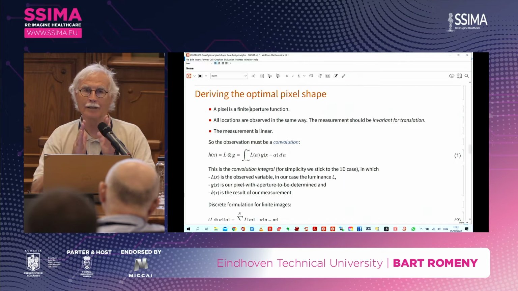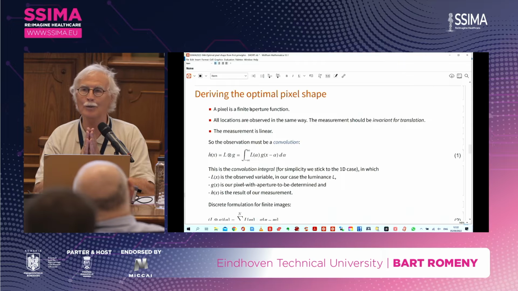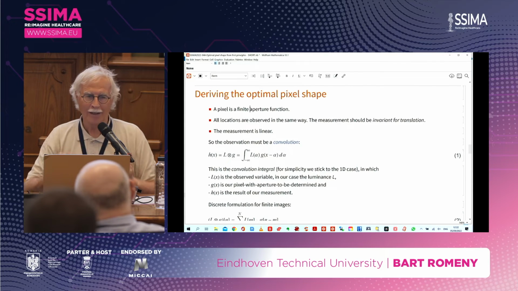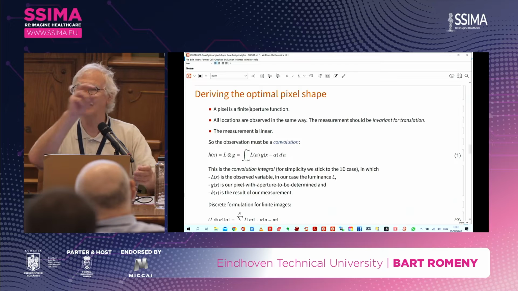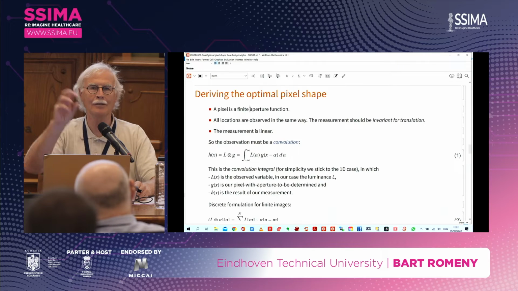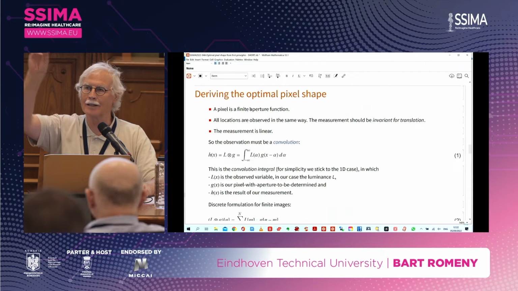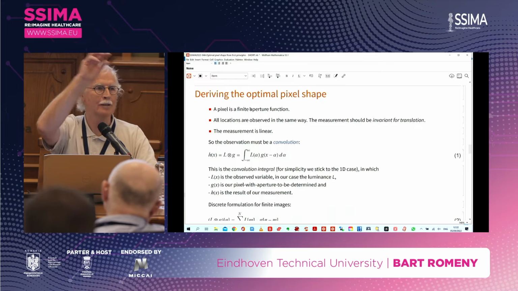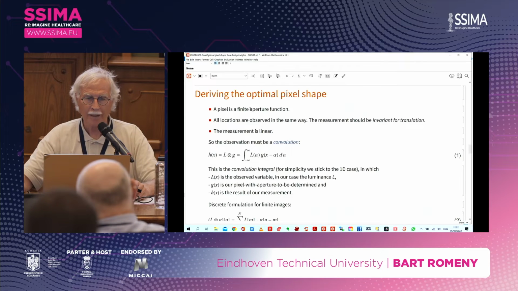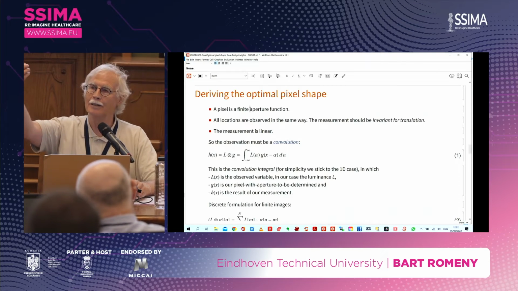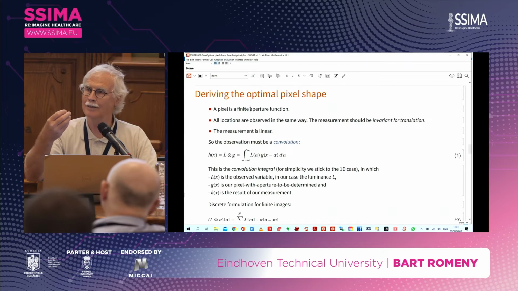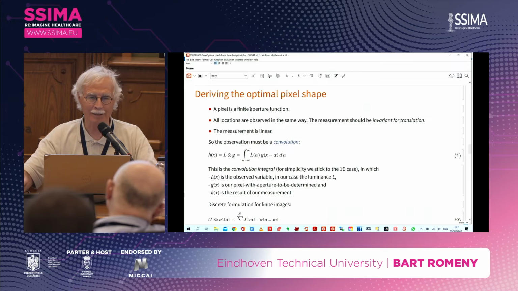And I like to make it as small as possible. I cannot make it really zero, because then there is no light coming in anymore. So it is always finite. Small, but not zero. And the pixel is everywhere the same. So wherever I move my pixel, this pixel is measuring in the same way as there. So I can move my pixel everywhere. And if I increase the number of photons in my pixel, I give it twice as much light, I get twice a high number. So it is a linear system.